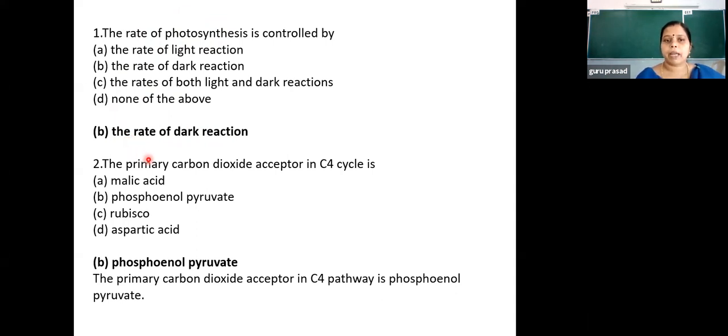Okay, next. The primary carbon dioxide acceptor in the C4 cycle is malic acid, phosphoenol pyruvate, rubisco, or aspartic acid. We have just discussed that phosphoenol pyruvate inside the mesophyll cells of C4 plants absorbs carbon dioxide in the form of bicarbonate ions, and gets converted into oxaloacetic acid in the presence of an enzyme. Which one? Phosphoenol pyruvate carboxylase. So the correct option for this question is phosphoenol pyruvate, that is option B.